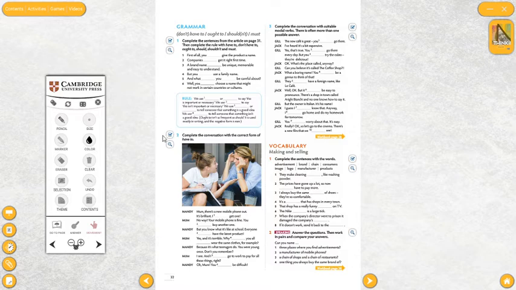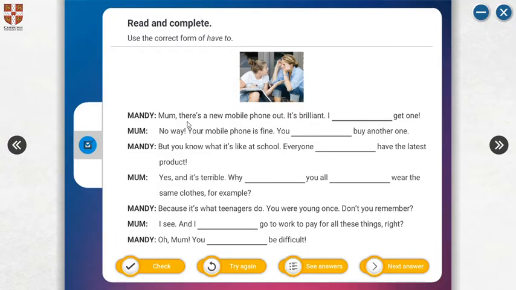Look at here. We can go here. We will use only have to.